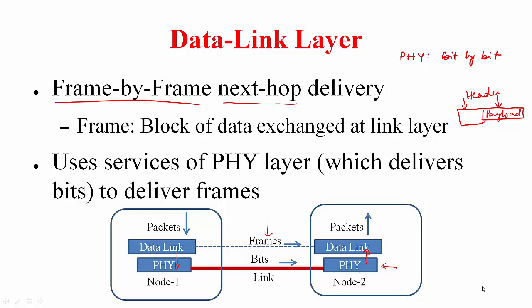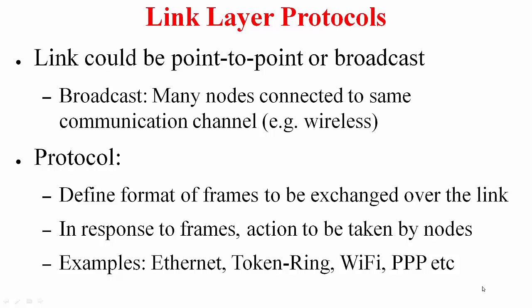Great, but if a frame is just a bunch of bits and we have already covered bit by bit delivery at the physical layer, what is left to do at the data link layer? There is plenty. Before I get into that, let me mention a few things. The link could be a point-to-point link, in which case only two nodes are attached to the link, or it could be a broadcast link, in which case many nodes are attached to the link. In this case, they tap into the link to get the signals. Example, wireless is a broadcast channel. So when you transmit, anyone in the vicinity can receive that particular packet.